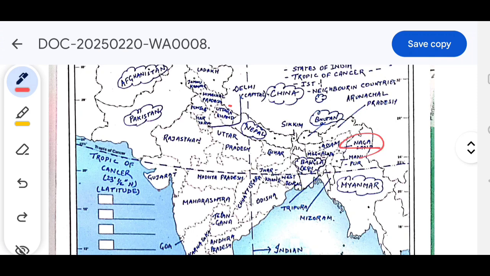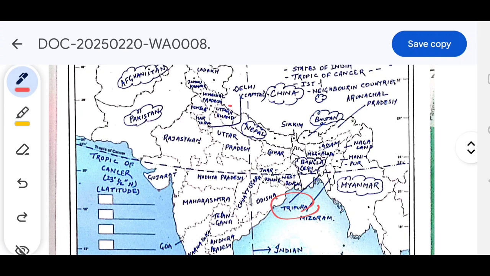Then we have Nagaland. Nagaland's capital is Kohima. Then we have Manipur. Manipur's capital is Imphal. Then we have Mizoram. Mizoram's capital is Aizawl. Then we have Tripura. Tripura's capital is Agartala. With this, we have finished all our states.